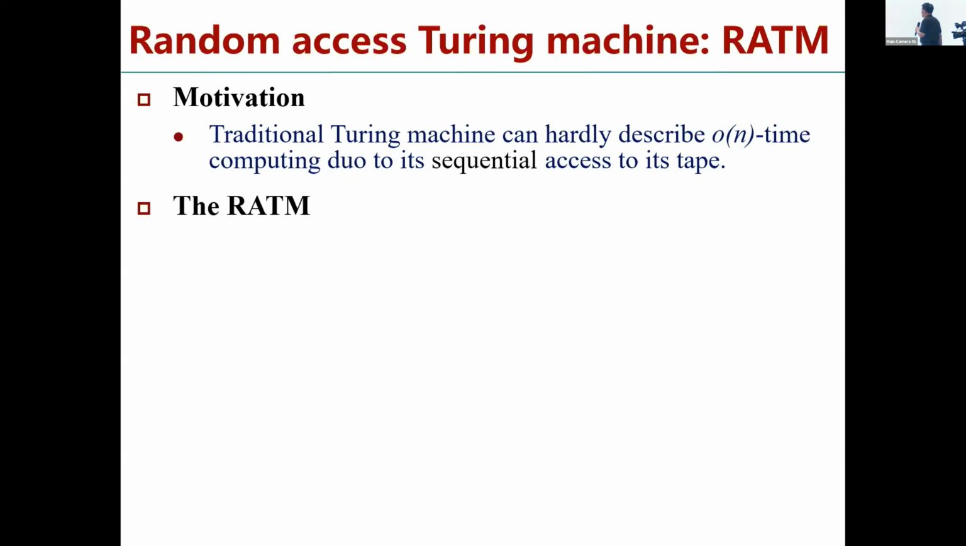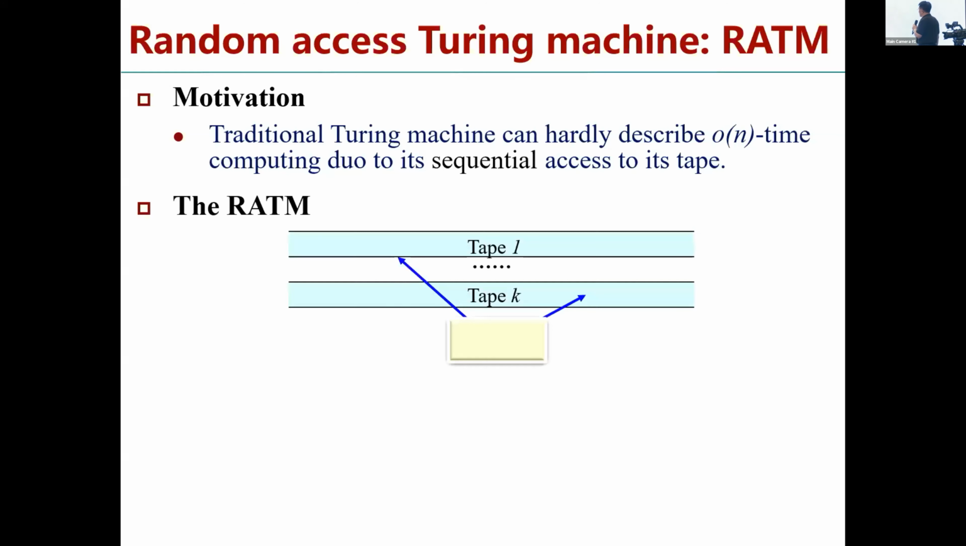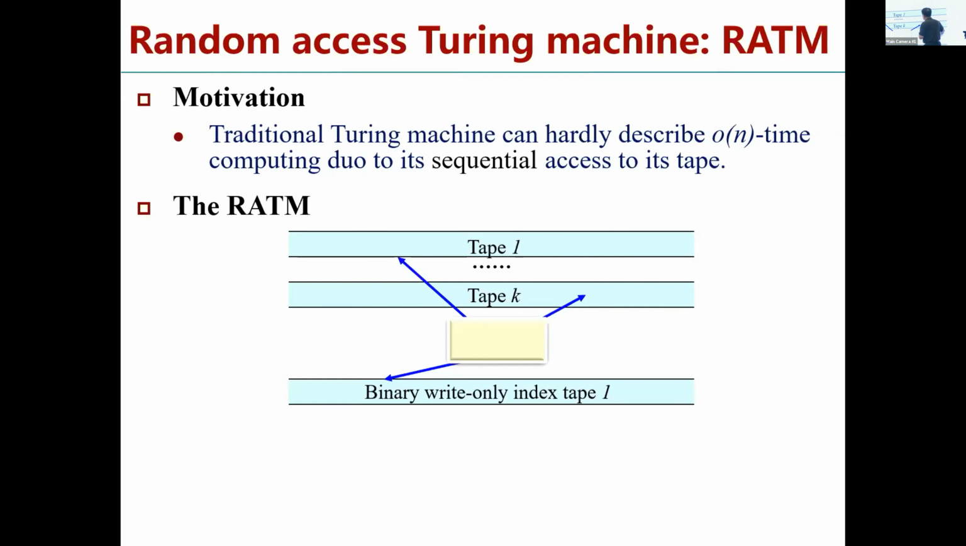So we call it the random access Turing machine. The idea is this. This is a traditional Turing machine. It has a tape, a key tape, and a state. Now, for each tape, we add a binary write-only index tape.